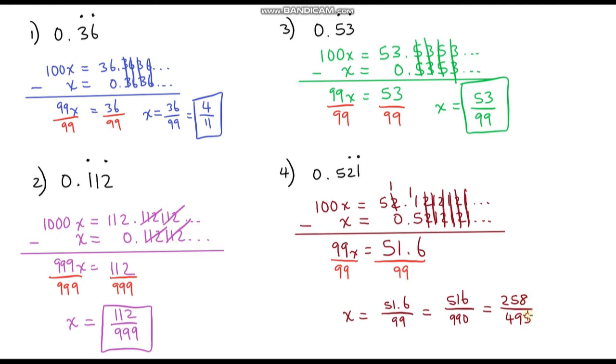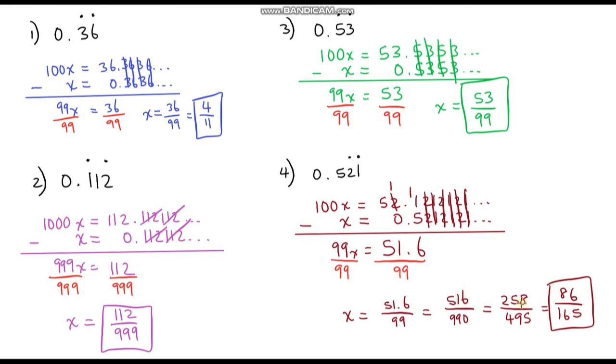Well, I think both numbers are divisible by 3, and I'm just going to use my calculator for this. So 258 divided by 3, that gives us 86. And 495 divided by 3 is 165. So yes, it can be simplified. But I think that's as far as we can go. I don't think we can simplify it any further. So that is our final answer.